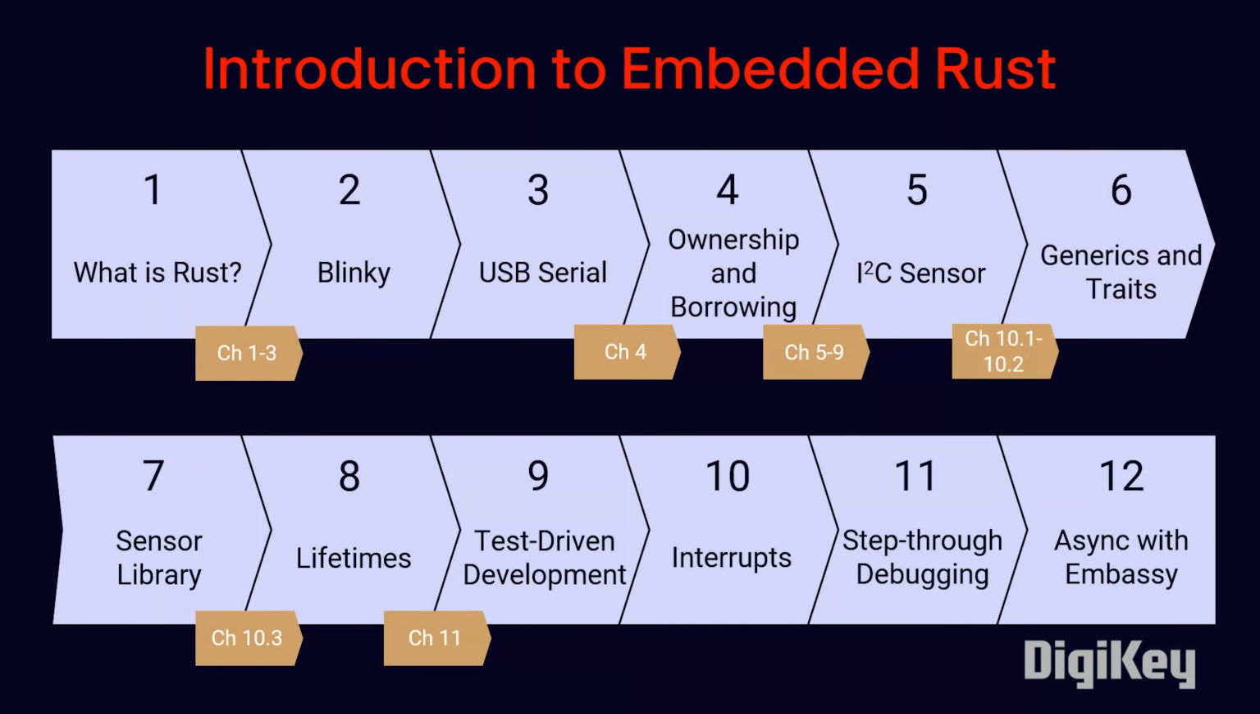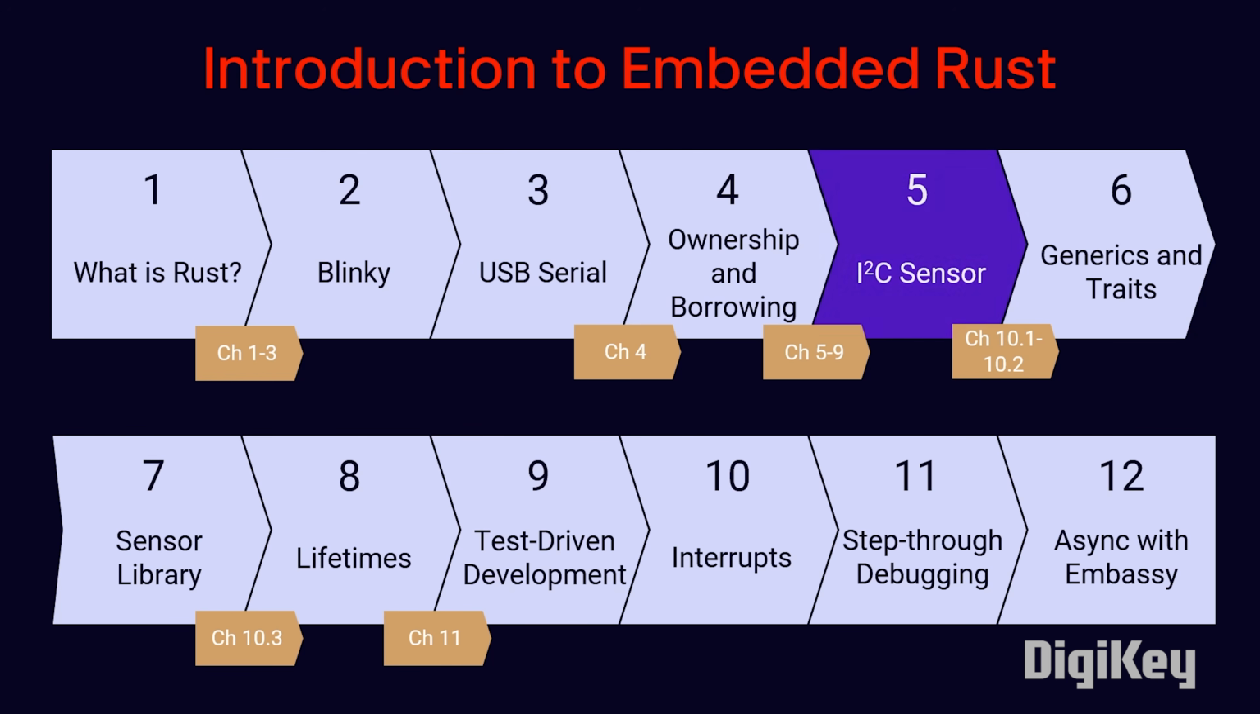We built our template for creating embedded Rust applications for our Pico 2, and we reviewed Rust's ownership and borrowing rules. Now we can start diving into more embedded examples to give you some basic building blocks to create your own projects. We'll start by talking to an I2C temperature sensor in this episode.